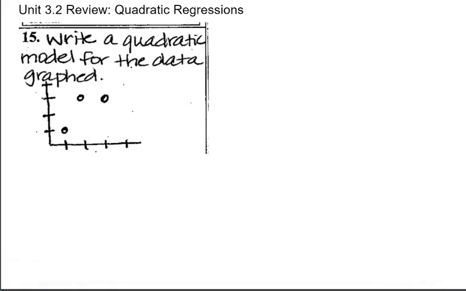Hello Algebra 2 students. This review video is going to be over section 3.2, which is how to do quadratic regressions and then make predictions using those equations. So for our example, first we're going to look at number 15 on the review.